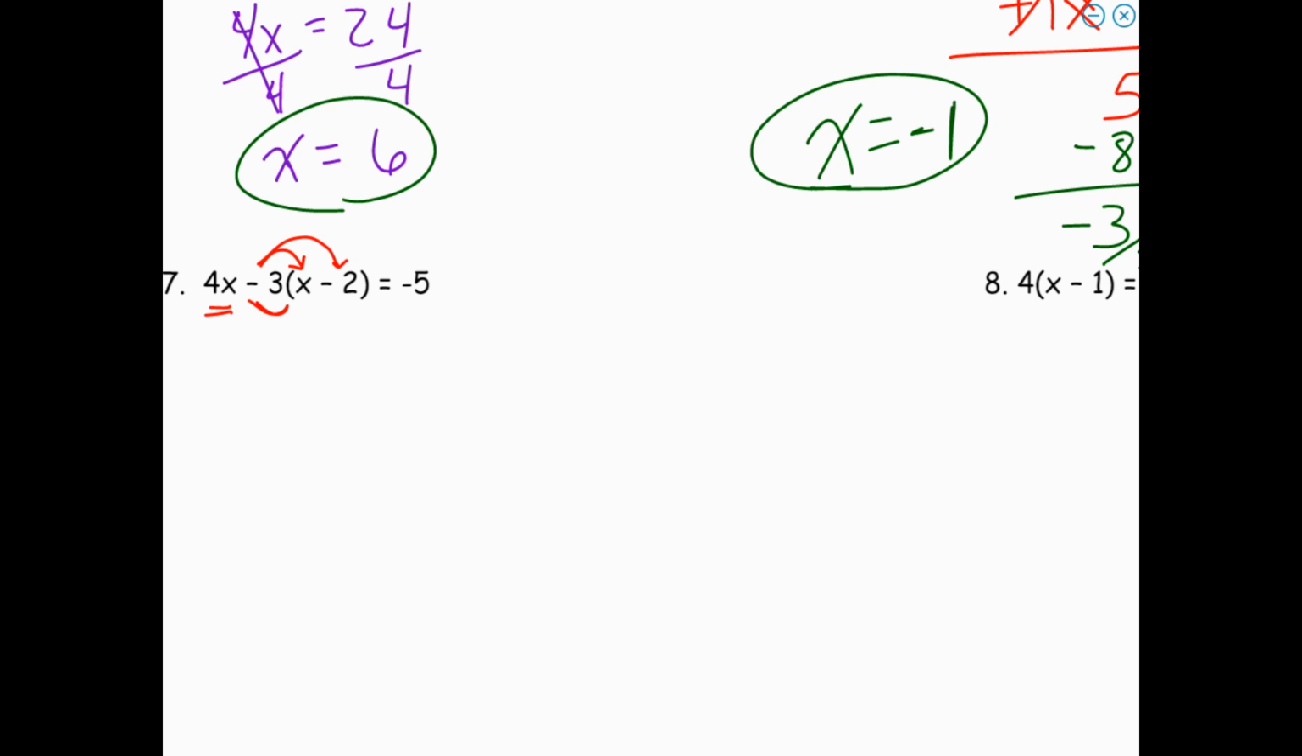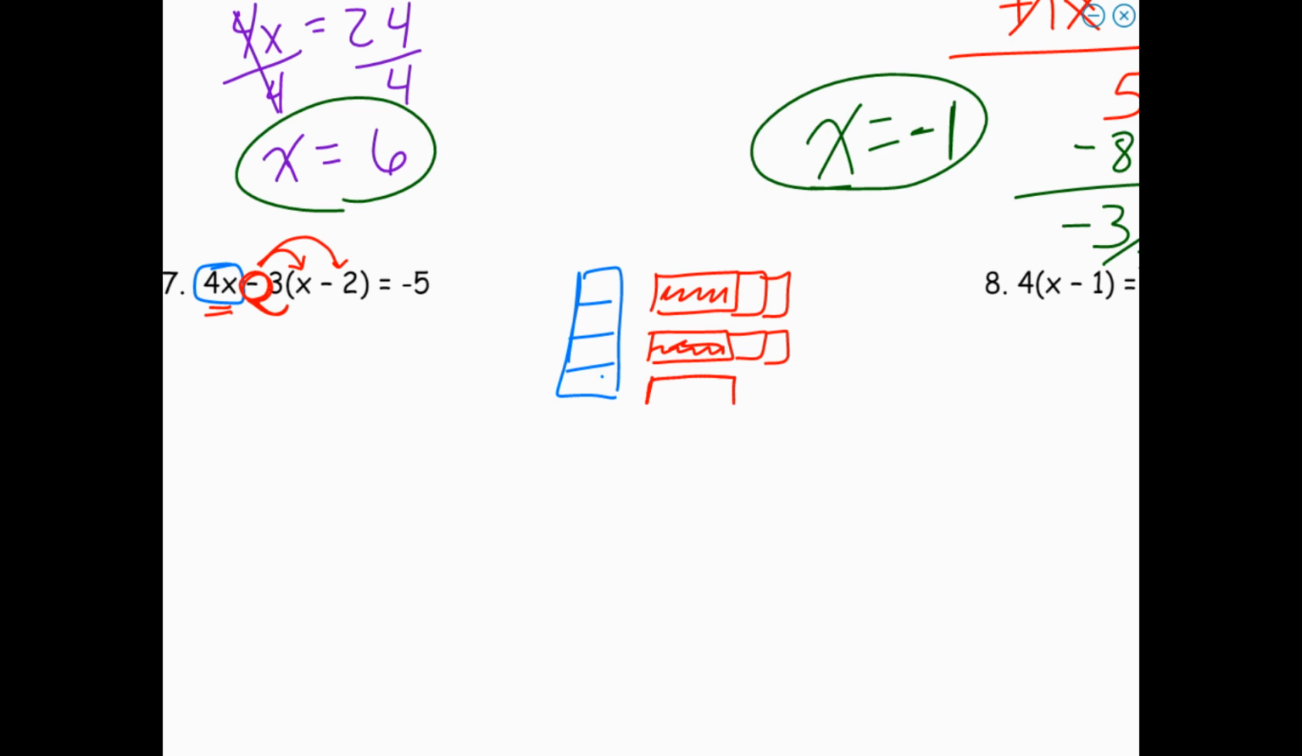So on this number 7, I'll work it out both ways. Okay. First, I will draw the algebra tile. So I've got 4 positive X's right here. And then I'm going to do negative 3 groups of this, which means I'm going to change the signs of everything. So it's going to be a negative X and a positive 2. And I'm going to do that 3 times. Negative X, positive 2, negative X, positive 2.